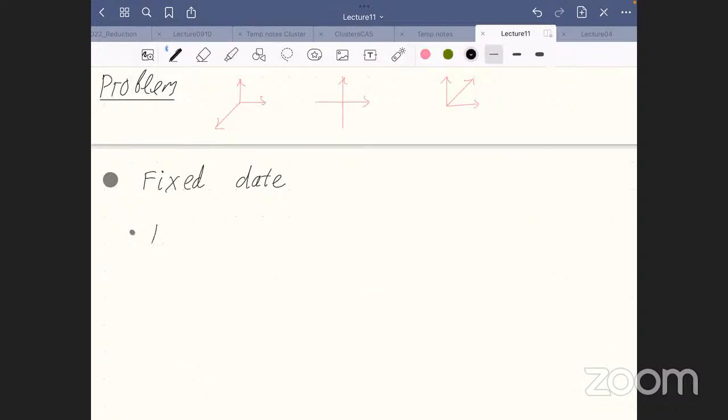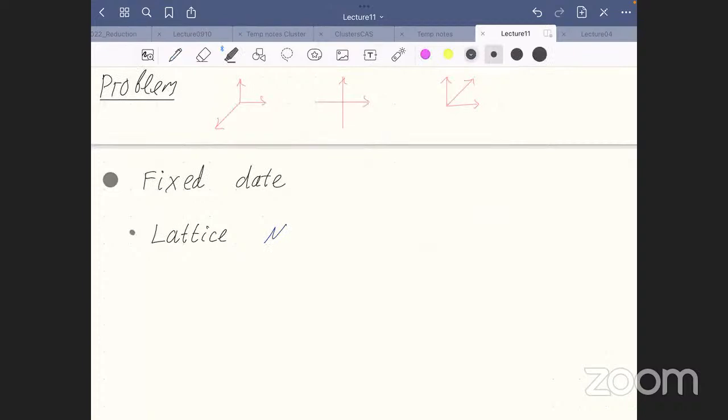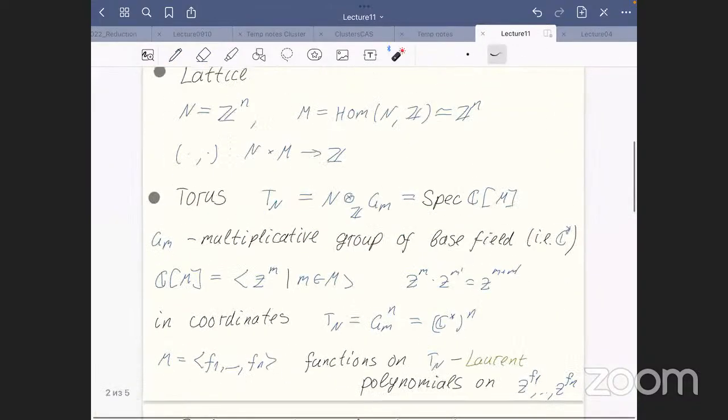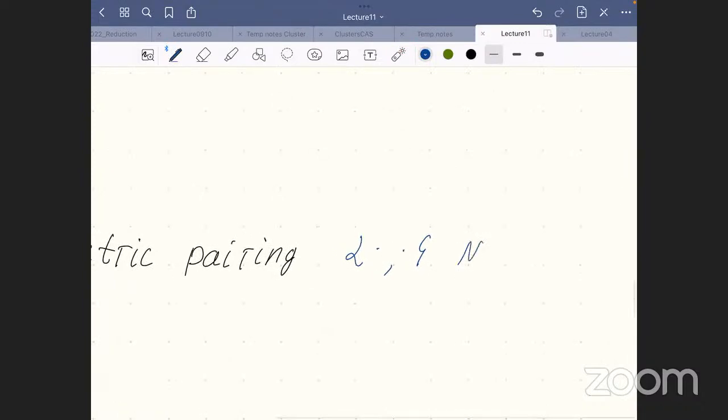First of all, we have the lattice N. Then we assume that we have a skew-symmetric pairing, which I denote by such brackets. This shouldn't be confused with the pairing between N and M. It maps from N times N to rational numbers.